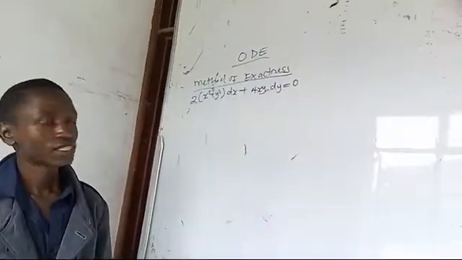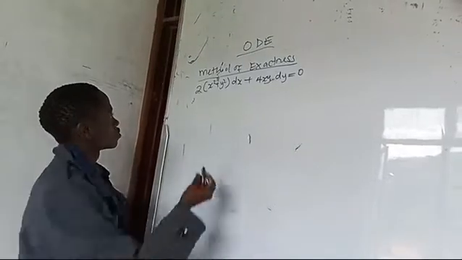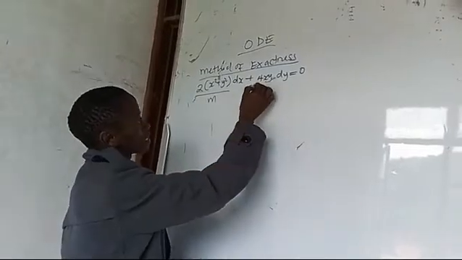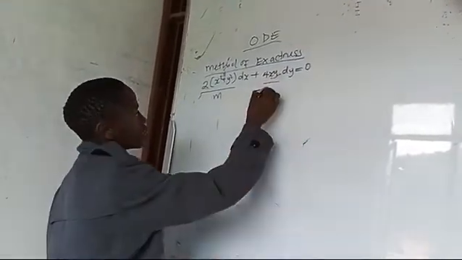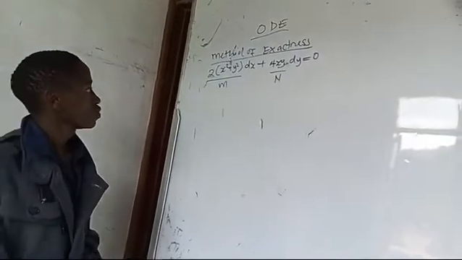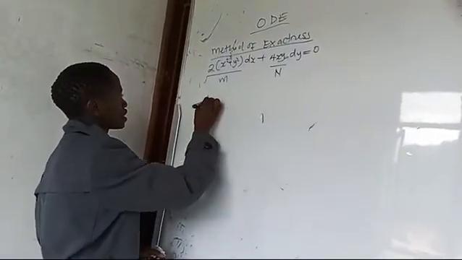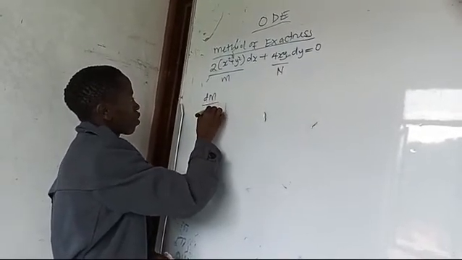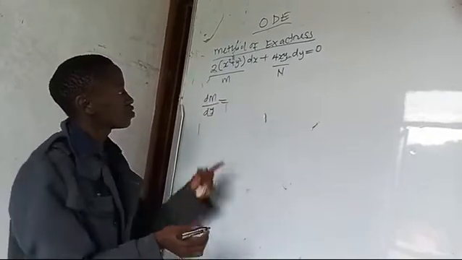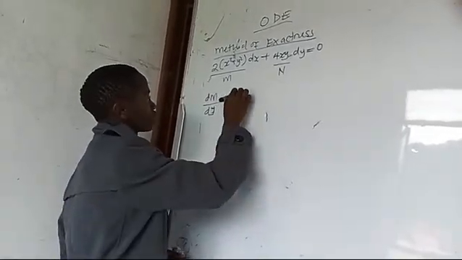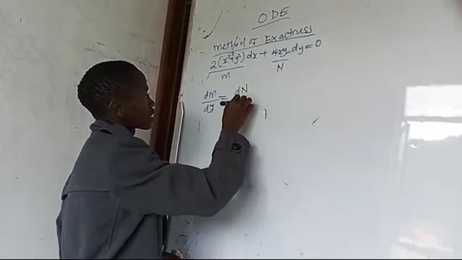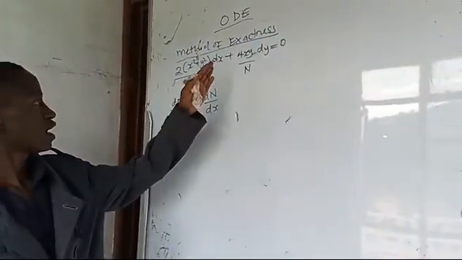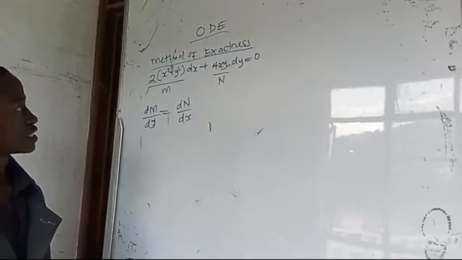Once you are given an equation like this, you should know that the part under the dx is the part we call M, and the part under the dy is the N part. What you normally do is differentiate M with respect to y, then equate it to N differentiated with respect to x. They should be equal for us to see that the equation is exact.